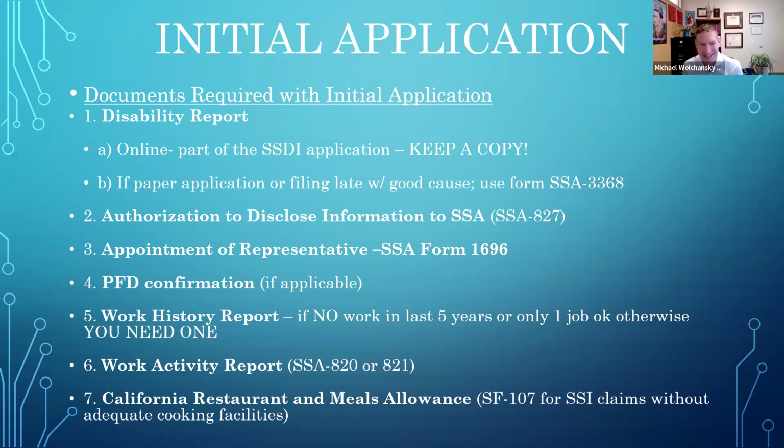Then also, there's a lot of forms. For people that do not have adequate cooking facilities, there is another form called the California Restaurant and Meals Allowance. That's for folks that might not have a working oven or refrigeration. And if that's the case, then they will get another couple hundred dollars in supplements.